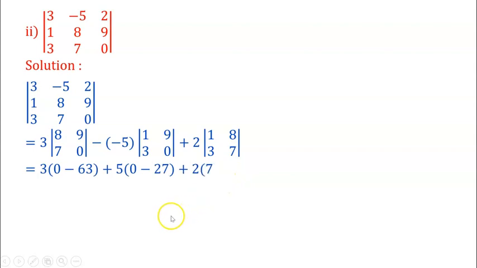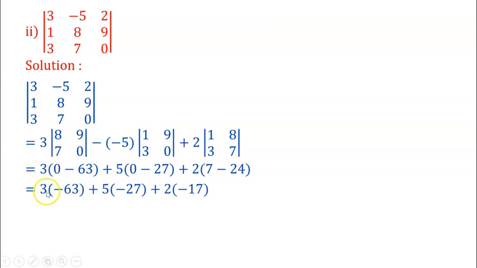And evaluate this. Okay, 3 in bracket, 8 into 0 is 0, 7 into 9 minus 63. This minus and minus that will become plus. 1 into 0 is 0, 3 into 9 is 27, plus 2, 1 into 7 minus 3 into 8 minus 24. Okay, and the next is 3, 0 minus 63, plus 5, 0 minus 27, plus 2, 7 minus 24, you will get here minus 17.